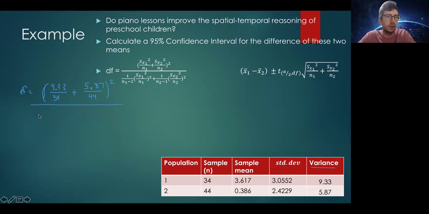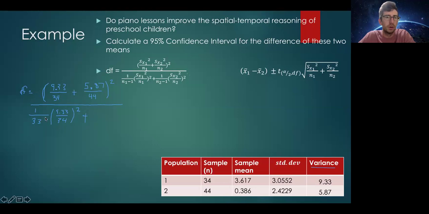So now we need to take 1 over our sample size minus 1, so that's 33. We need to multiply that by our variance again, the same thing, 9.33 divided by the sample size itself. And we need to square this individual term this time, right? We didn't square this by itself up here, but we're squaring it down here.